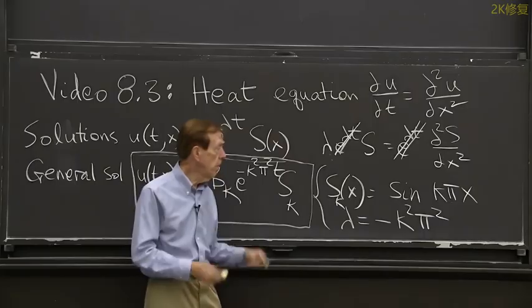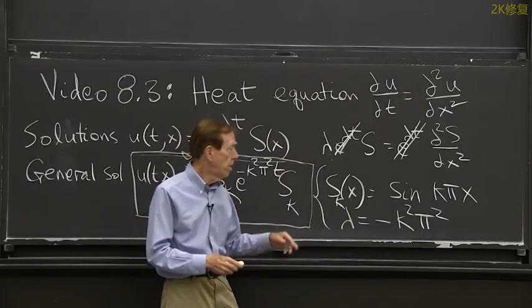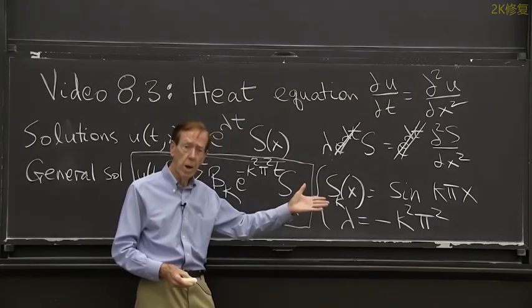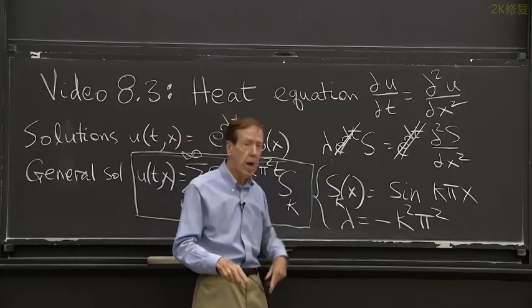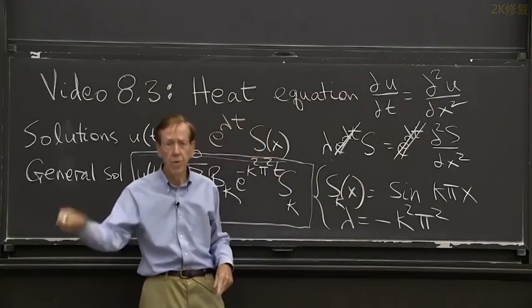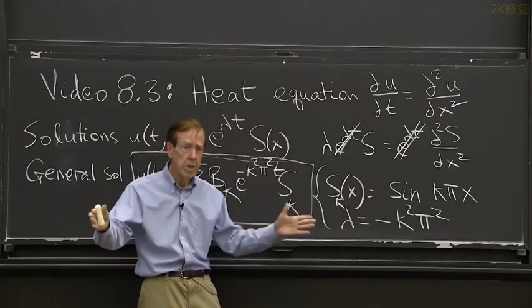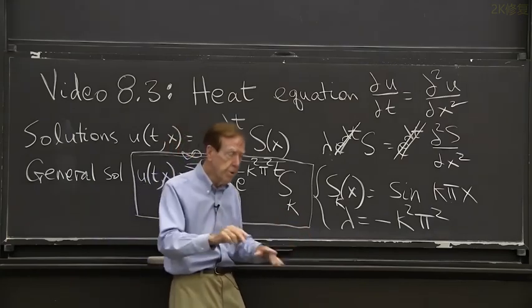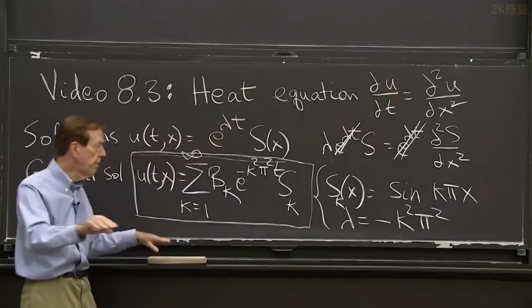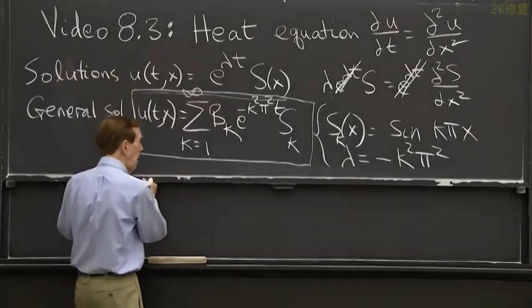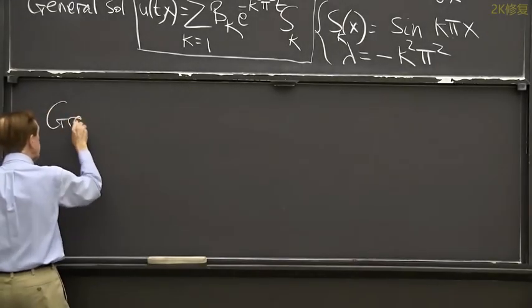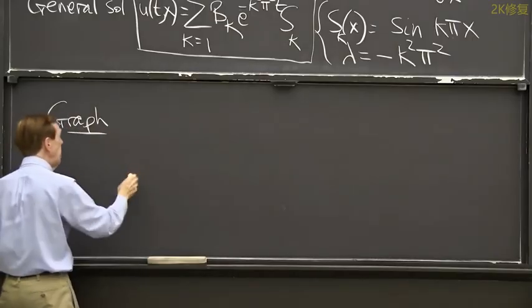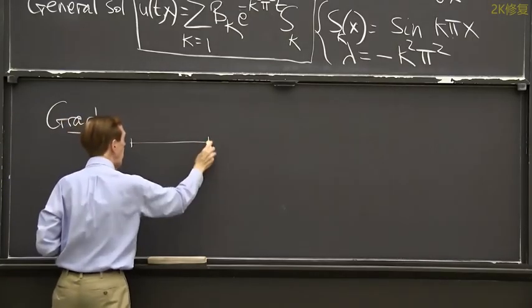So you see that I have these sine functions. When x is 0, the sine is 0, so that's frozen at one end. When x is 1, I have the sine of k pi, which is again 0, so it's frozen at the other end. So I'm freezing it at both ends. The temperature is escaping out of the center.